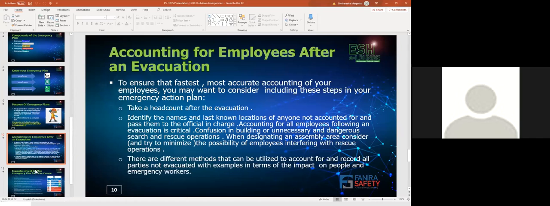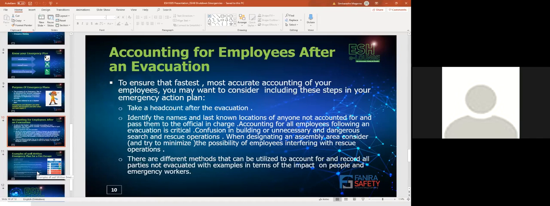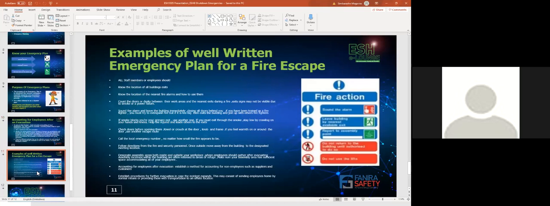And we should have a well-written emergency plan for an escape, especially, for example, a fire escape. That's usually one of the major incidents that happens on shutdowns.